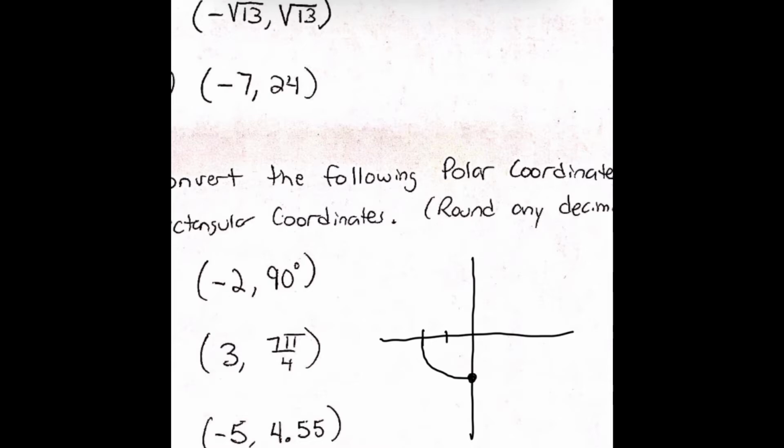So my coordinate is right there. So the XY coordinate is 0, -2. Okay. Now let's do number 7.